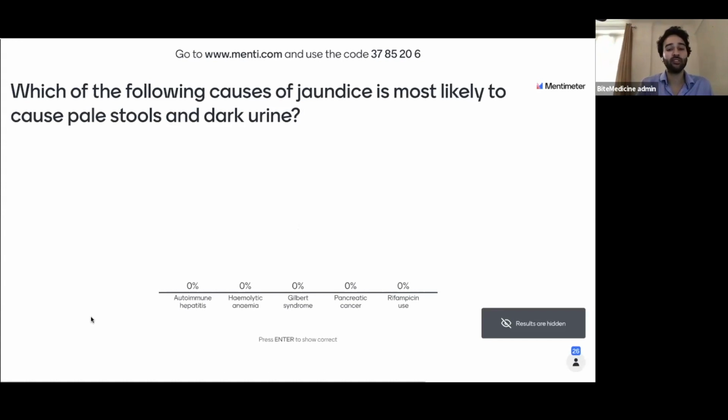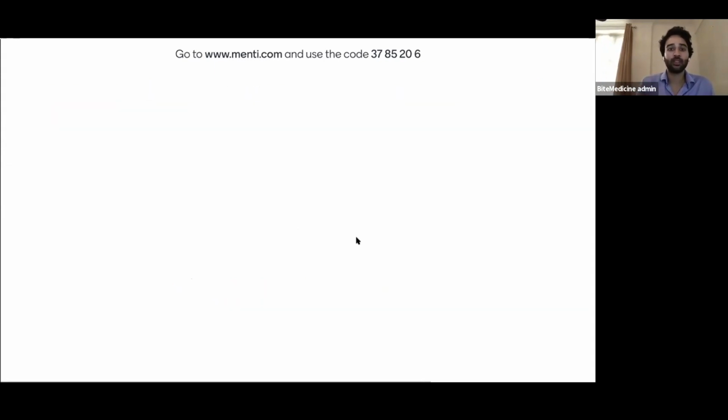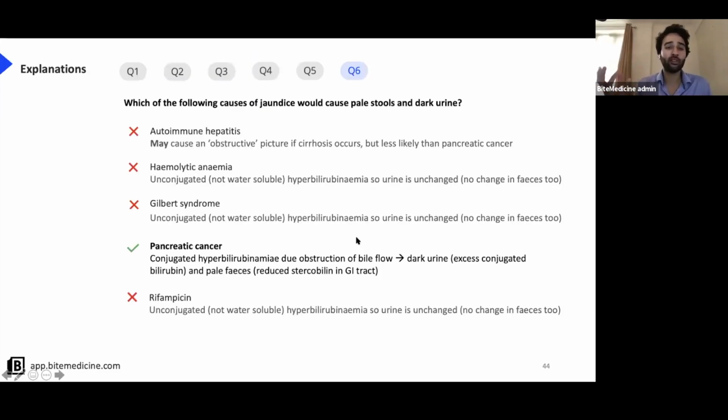Lots of questions. I'll cover some of those questions right at the end. Good. So it sounds like the majority of you have some understanding of the concept of post-hepatic or obstructive jaundice, pancreatic cancer. So pancreatic cancer is a cause of obstructive or post-hepatic jaundice, because of course you've still got the production of conjugated bilirubin, but you have an obstruction of bile flow, and that causes dark urine and pale stool. But if you don't quite understand the physiology, you're thinking, I don't quite understand why that's happening.